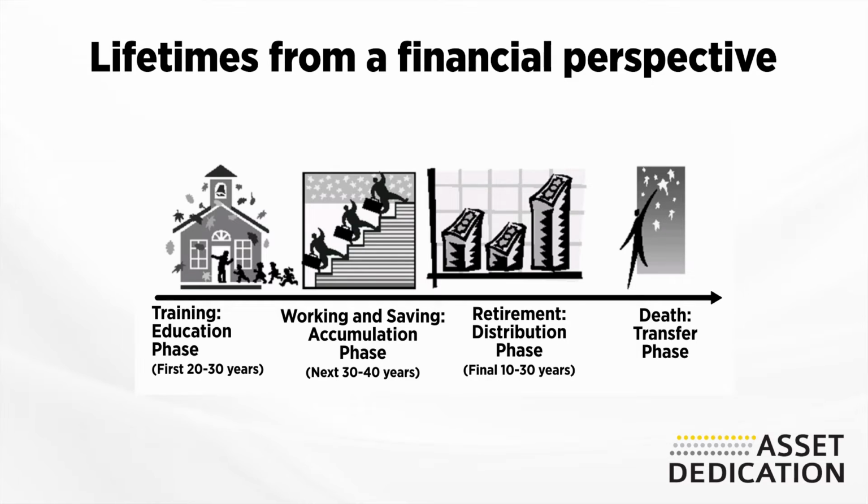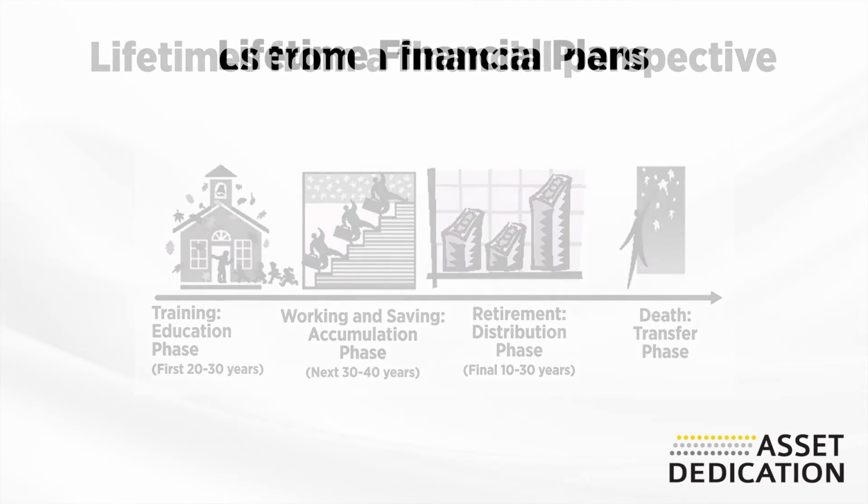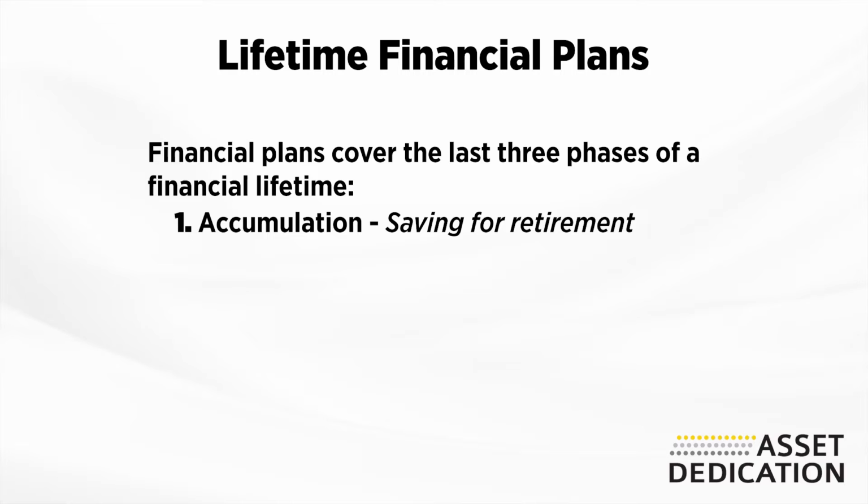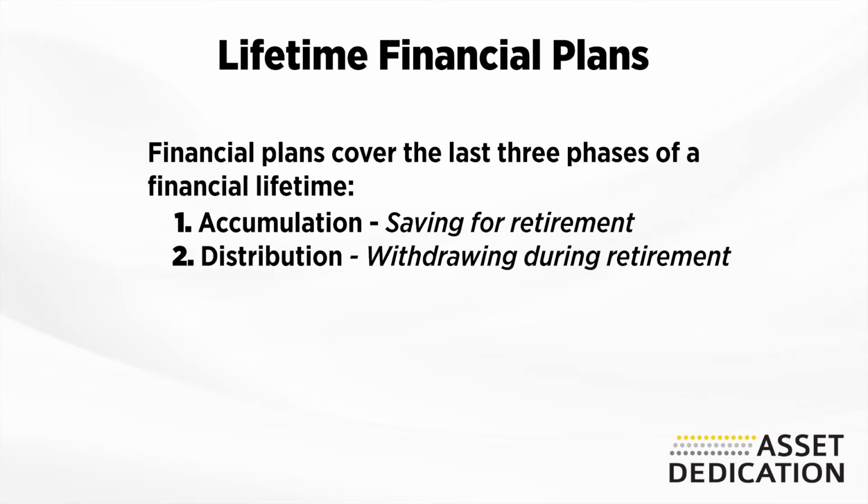This is referred to as the transfer phase, as the remaining savings from a client's life is passed on as a legacy to their next generation, which starts the cycle anew, all the way back to the training and education phase. A lifetime financial plan usually covers the last 3 stages in a person's life, from accumulation, saving for retirement, through distribution, withdrawing during retirement, and finally to transfer, which involves estate planning and generational wealth transfer.